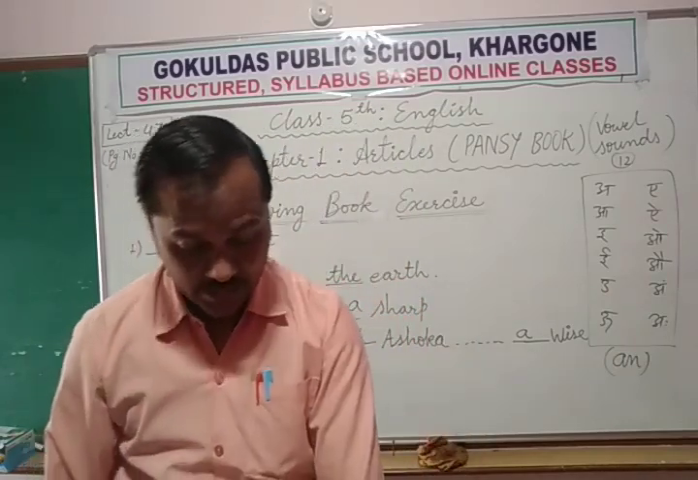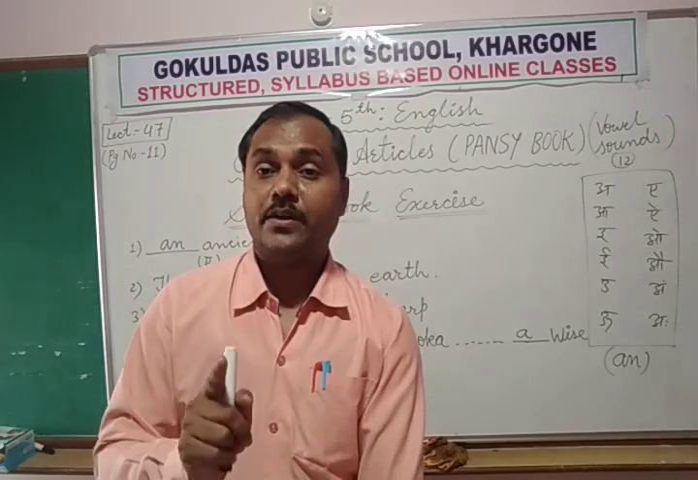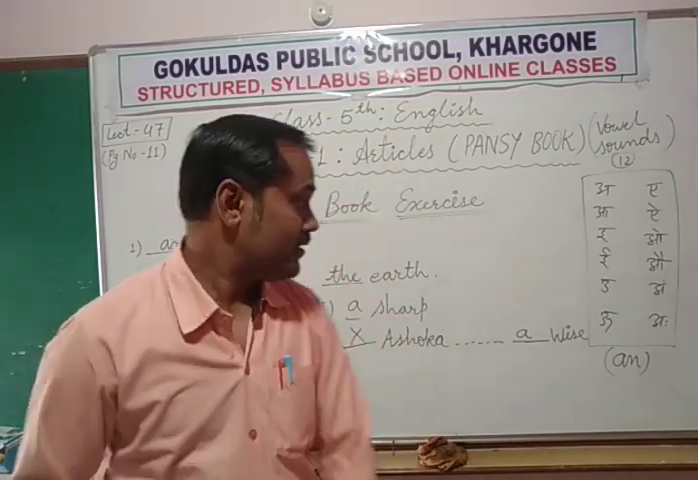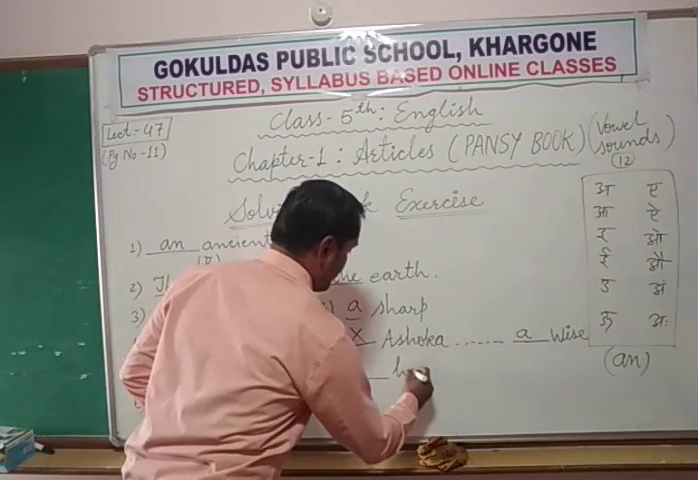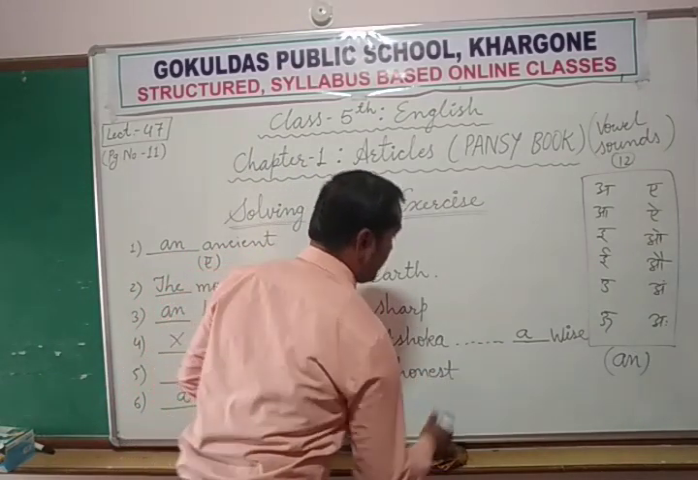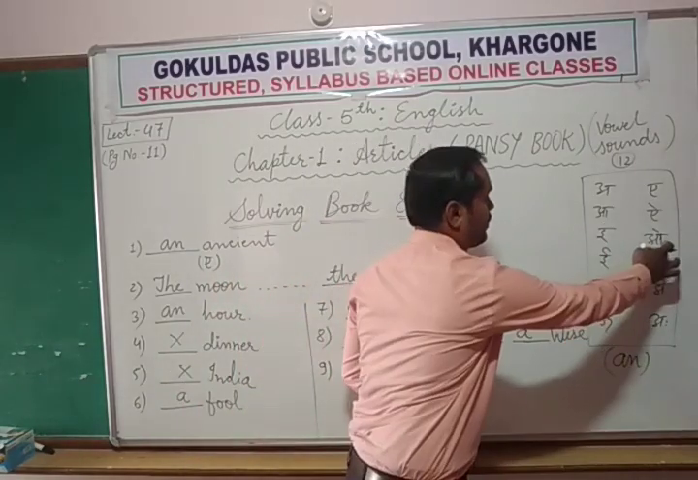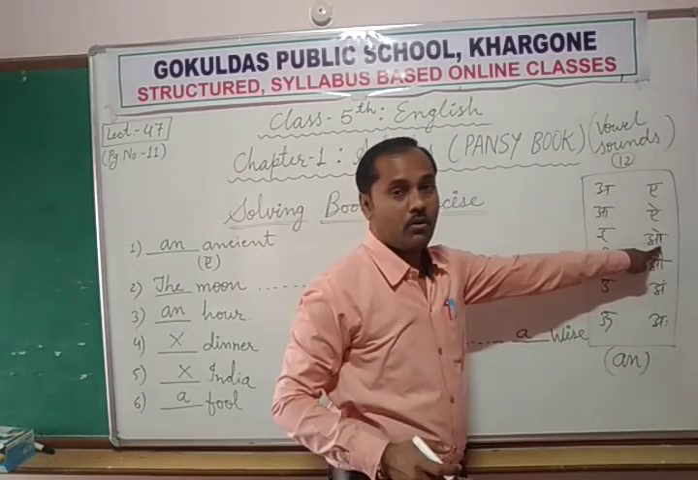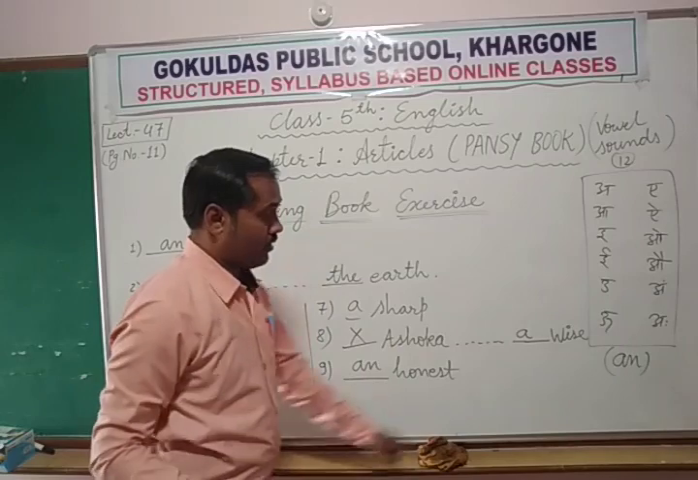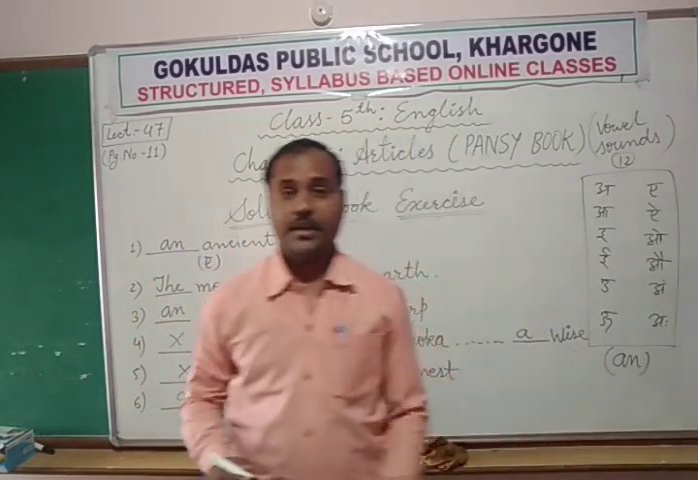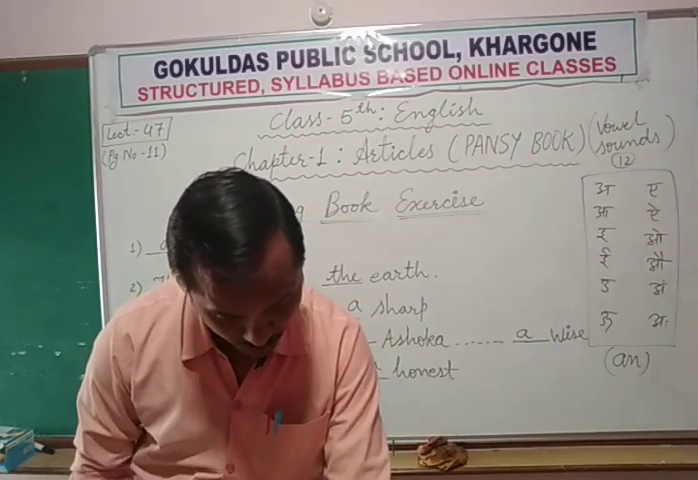Now again, see, honest, this spelling begins with h, but h is silent. Okay, so number nine is honest. Honest starts with the sound a or o. Sometimes it is pronounced like o, honest man. So an honest man, we use an article. An honest man, an honest boy.